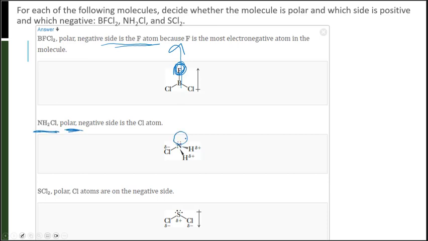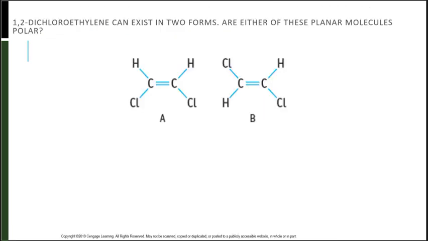Again, we have lone pairs. That's our indicator right there. So you would have to have drawn the Lewis structure to know that. And we would be pulling in the direction of the chlorine because it's the most electronegative. SCl2 is polar. We have two lone pairs of electrons, but we're also going to be polar in the direction of those chlorines. This compound is 1,2-dichloroethylene, and it can exist in two forms.